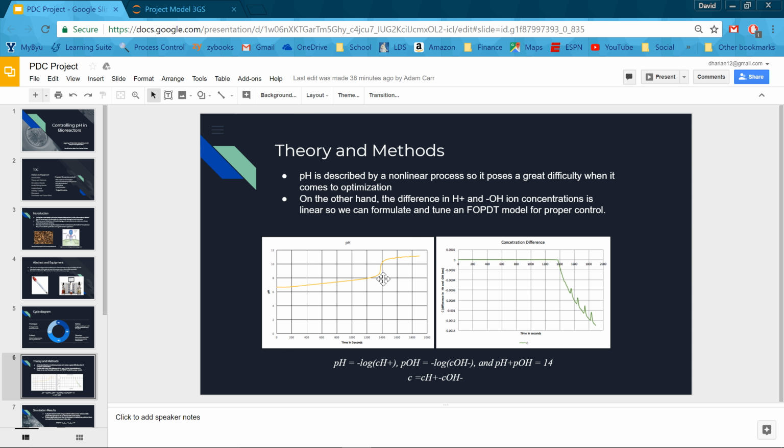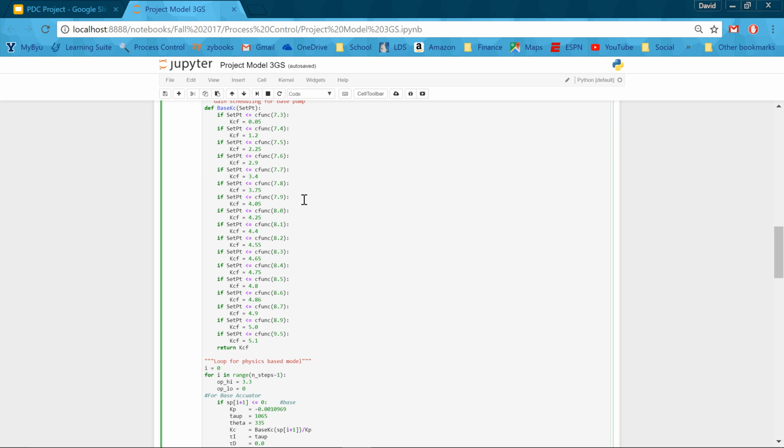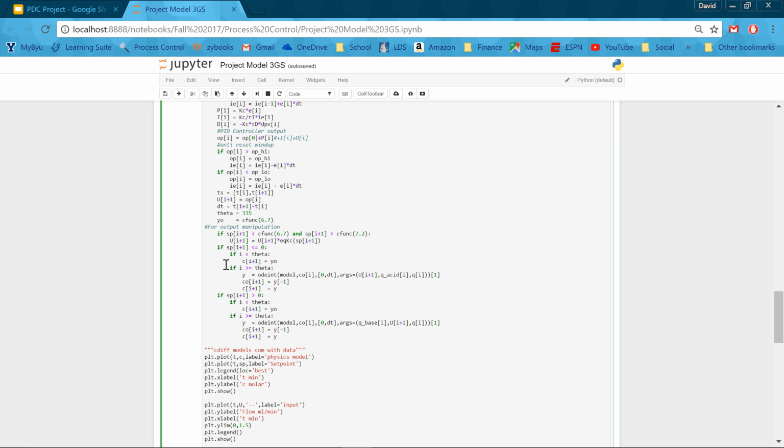The slope actually goes to infinity, and so that made it really tricky to control pH. And so what we did to fix that is we actually changed the output. So we let the controller calculate how much it should add, and then we set up a function that modifies that output. And you can see that right here, the code.